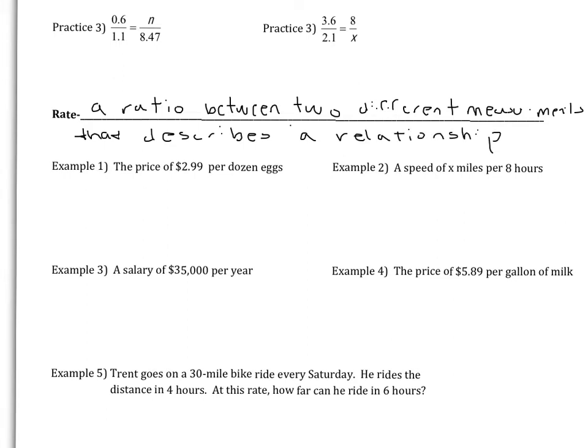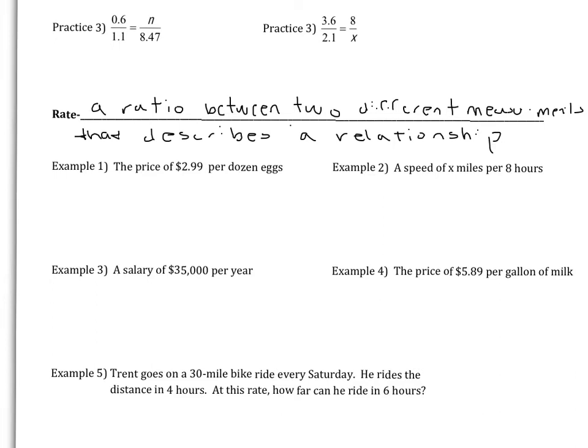Now, think about how these things relate. A rate is a ratio between two different measurements that describes a relationship. A ratio itself, if we think back to video 1, is a comparison between two numbers. So what a rate is in comparison to a ratio is we're saying these two numbers relate in a way that forms some kind of pattern that's happening, right?